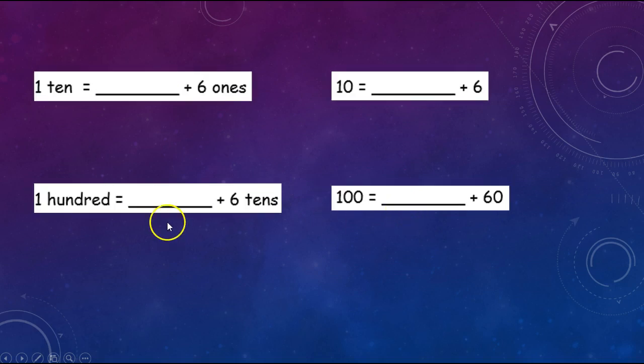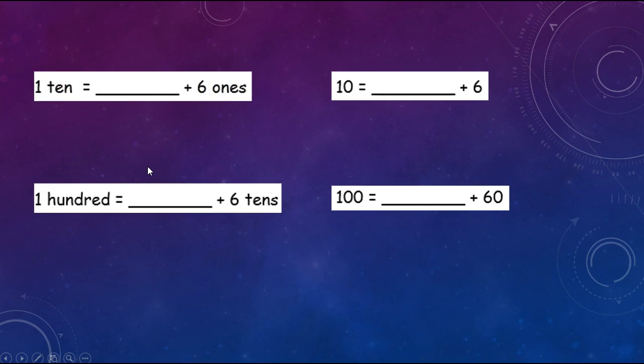Let's try this one. We have 1 tens equals blank plus 6 ones. And our number sentence would look like this. 10 equals some number plus 6. Let's figure out what this number would be. So let's start at 6 here, because we have 6 and we need to figure out how many more we would need to add to get to 10.